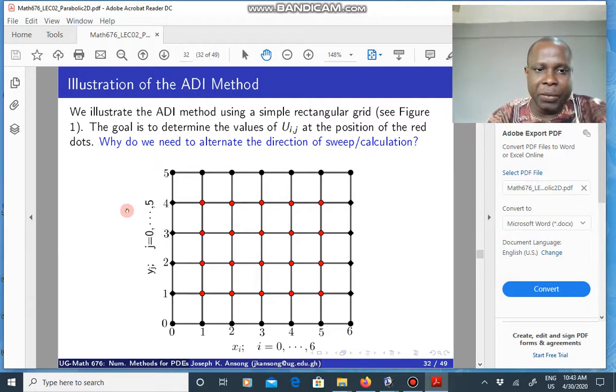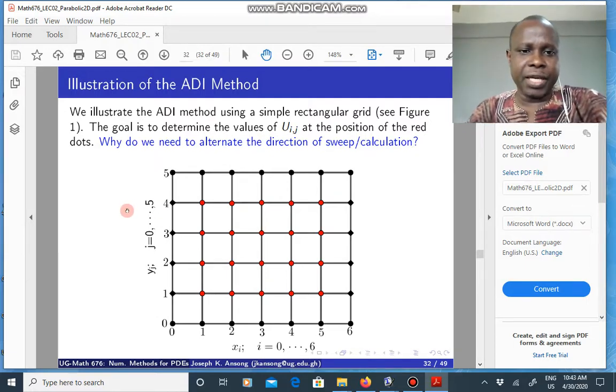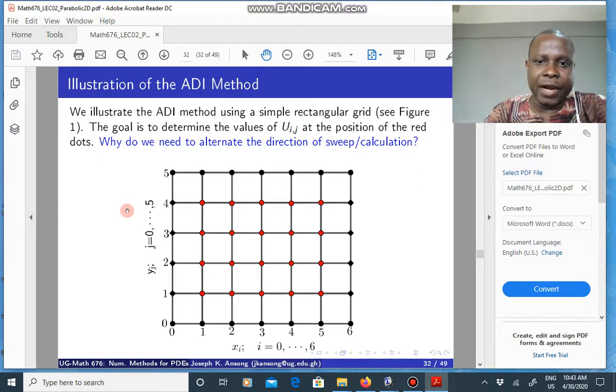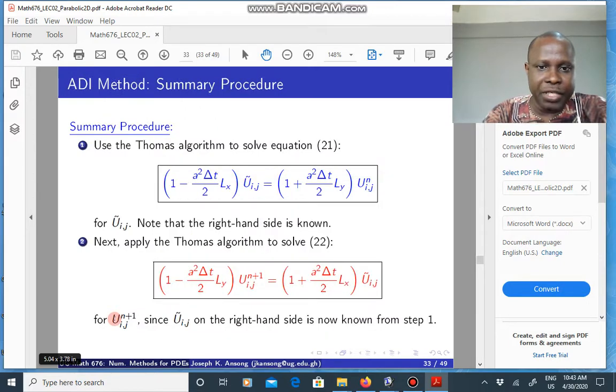I especially want to demonstrate that it is important to alternate the direction in order to get a tridiagonal system or matrix. So that is basically why I want to illustrate this, why the method is called the alternating direction implicit method. All right. So I'll remind you of the procedure again.